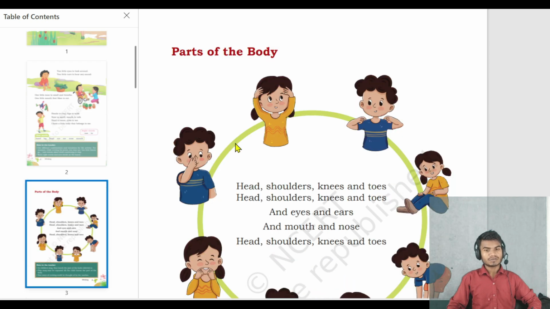Parts of the body: head, shoulders, knees, and toes. Head, shoulders, knees, and toes. And eyes, and ears, and mouth, and nose. Head, shoulders, knees, and toes.